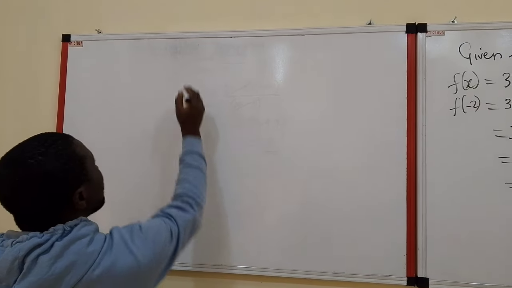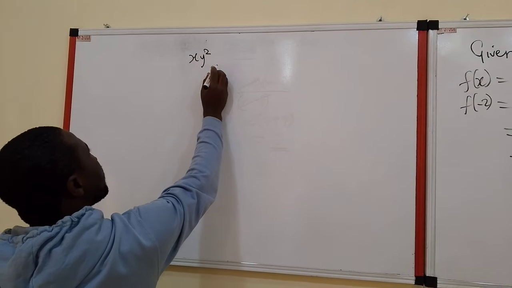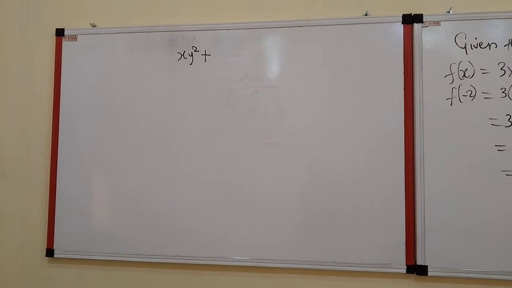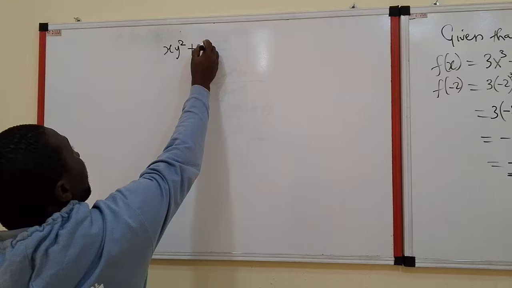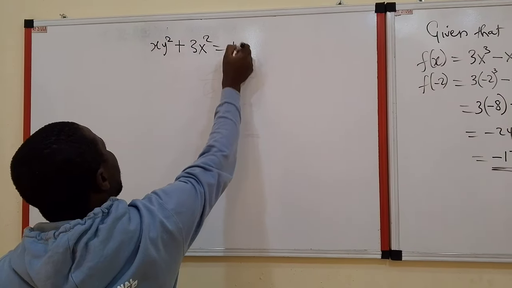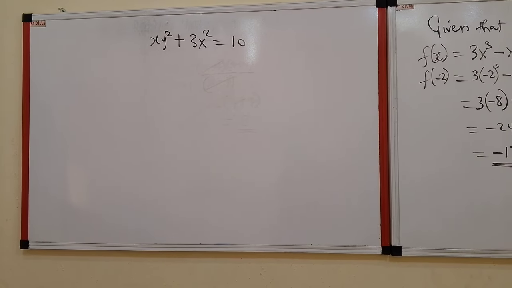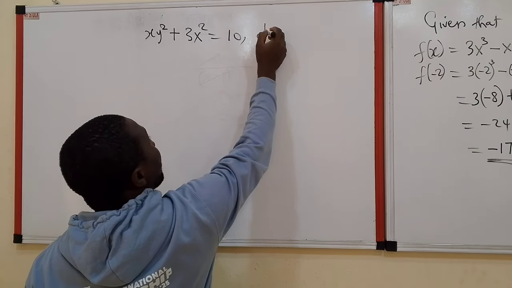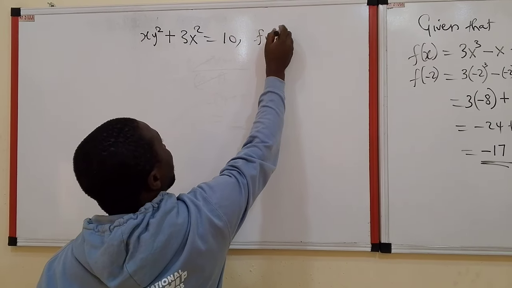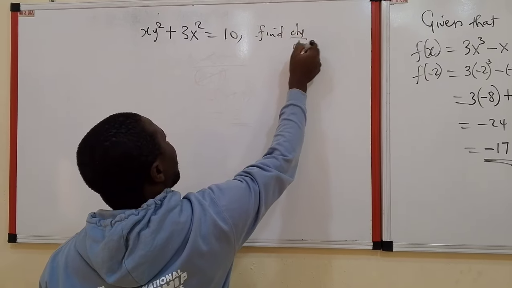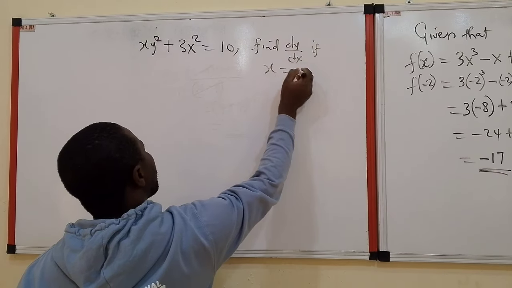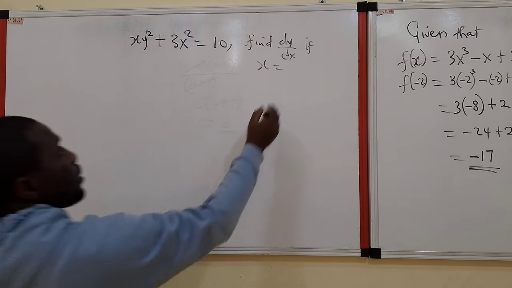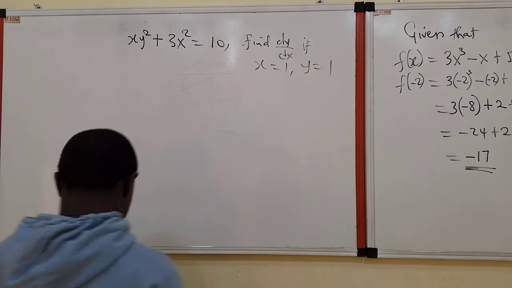We have this question: xy squared plus 3x squared equals 10. You have to find dy over dx if x is equal to 1 and y is equal to 1.